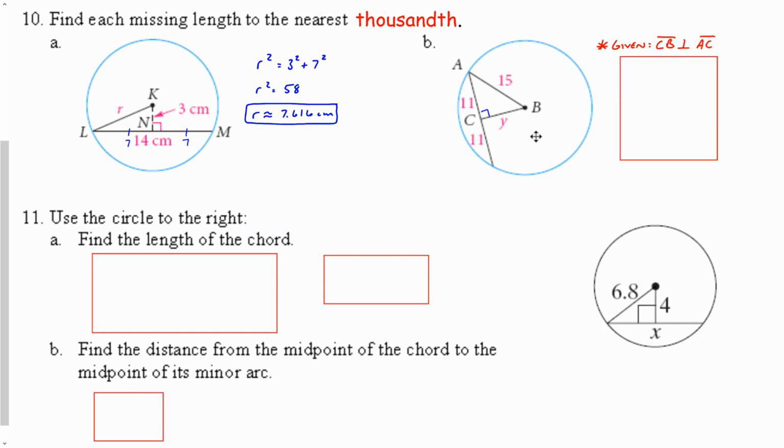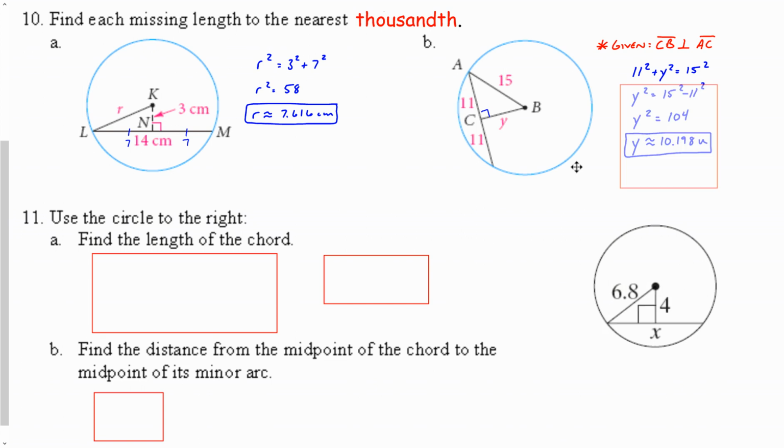The way that that's given to us is that we have a segment or part of a diameter because it's coming from the center and it's bisecting a chord. So a diameter that bisects a chord is perpendicular to the chord, theorem 12.7. Now again, we have that right triangle, so we could set up the Pythagorean theorem. We're finding one of the legs this time instead of the hypotenuse. And as we work our way through that, we would have y being approximately 10.198 units.